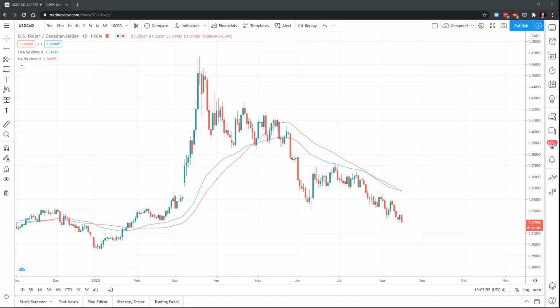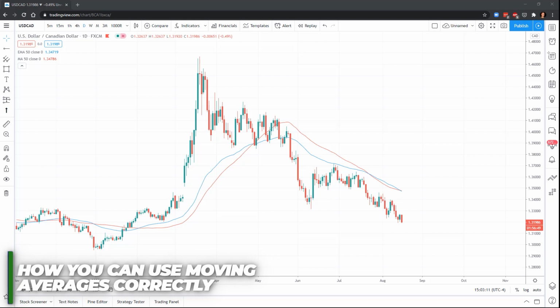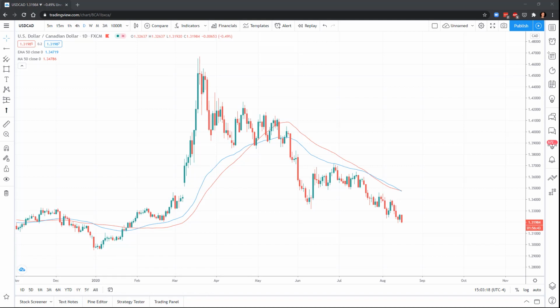Now that you guys are familiar with the moving average, what it is, the difference between a simple moving average and an exponential moving average, as well as the different types of settings that you can use, let's go ahead and talk about how you can use moving averages correctly. For ourselves, moving averages generally serve two main purposes in our analysis. Number one is they tend to act as a trend filter. What that simply means is that moving averages will help us identify whether the market is in one of the three main phases.